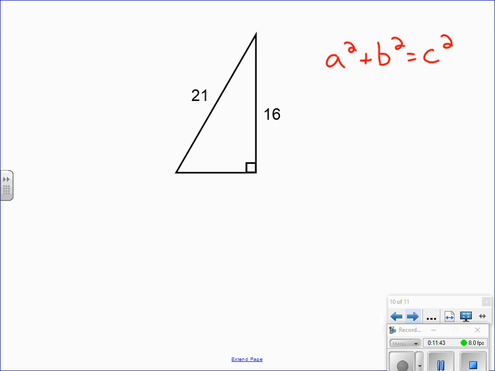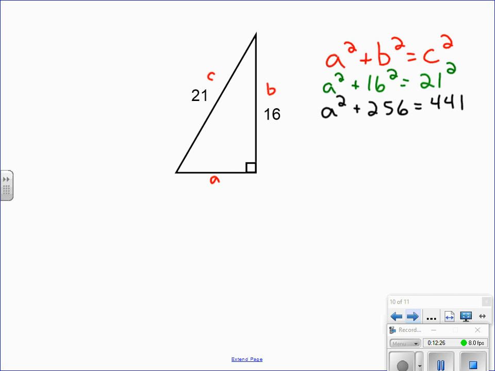In this case, we're given C, which is the biggest side, and we're given B, which is the second biggest side, and we're missing tiny little A. Yes, it's like little Anisha is missing. Again, A squared is going to stay as is. B squared is 16 squared, and all that equals 21 squared. You are going to need your calculator for this, unless you're Johnson. Then you don't need your calculator at all. So 16 squared, type that into your handy dandy calculator, is 256, and 21 squared is 441.